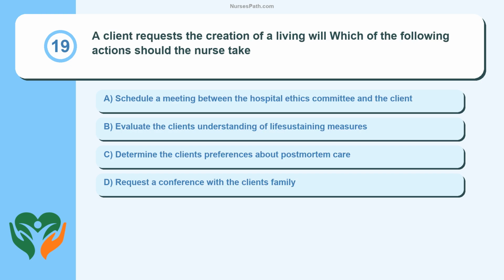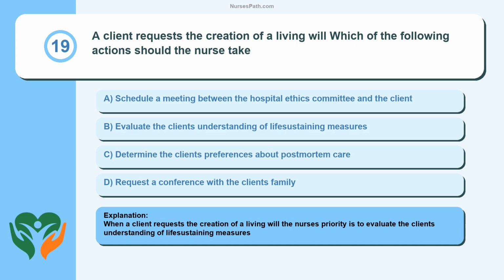Question 19. A client requests the creation of a living will. Which of the following actions should the nurse take? Schedule a meeting between the hospital ethics committee and the client. Evaluate the client's understanding of life-sustaining measures. Determine the client's preferences about post-mortem care. Request a conference with the client's family. When a client requests the creation of a living will, the nurse's priority is to evaluate the client's understanding of life-sustaining measures.